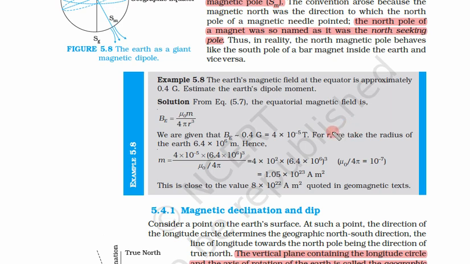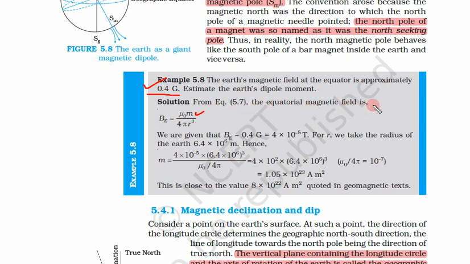After understanding Earth's geographical south and north pole and magnetic south and north pole, let us do this example 5.8. The Earth's magnetic field at the equator is approximately 0.4 Gauss. Estimate the Earth's dipole moment. So we have to estimate M for Earth when the magnetic field is 0.4 Gauss.